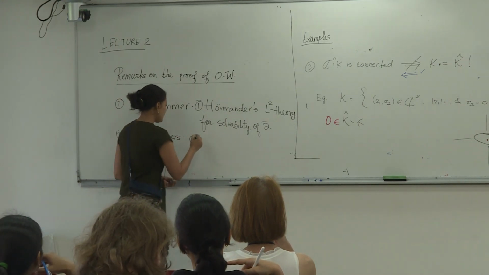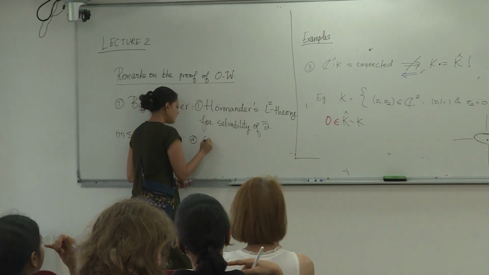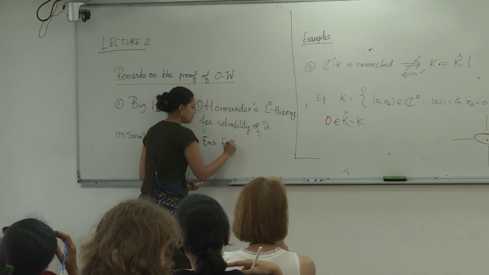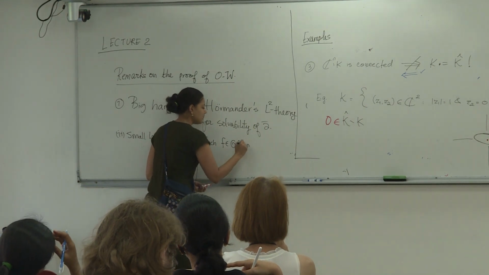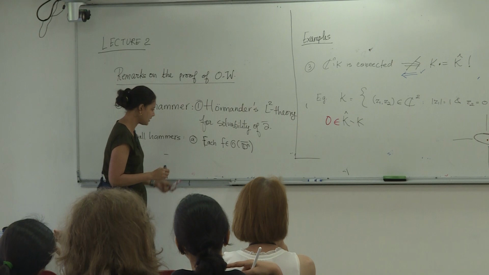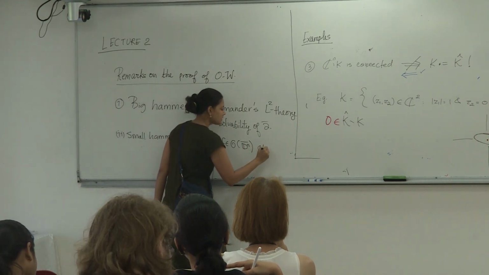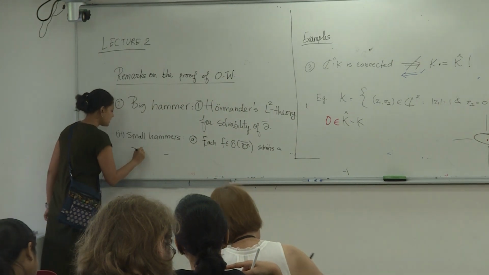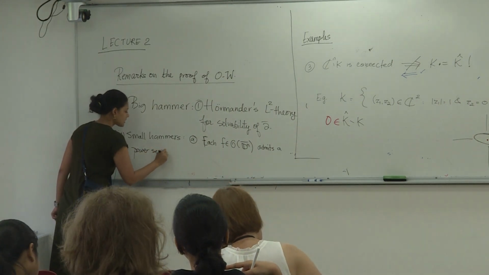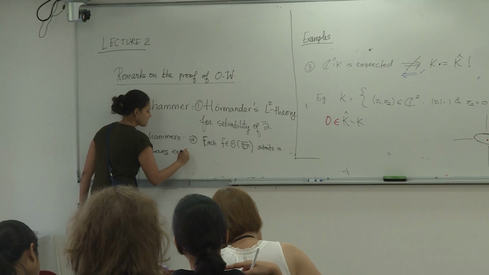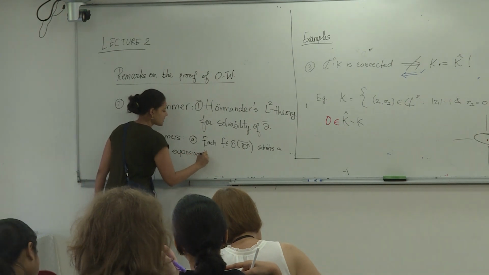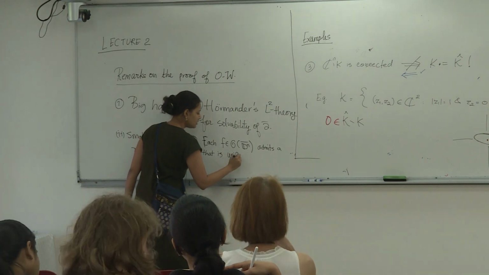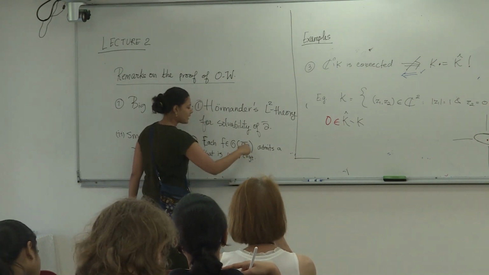One is, each holomorphic function, so this is holomorphic in a neighborhood of the closed polydisk, admits a power series expansion that is uniformly convergent on compact subsets of this.